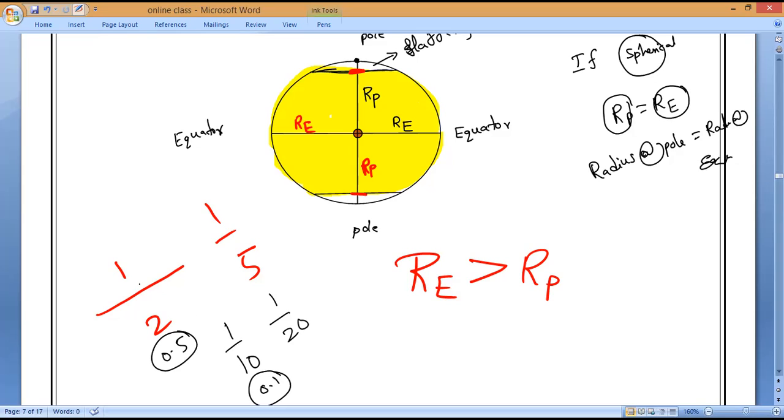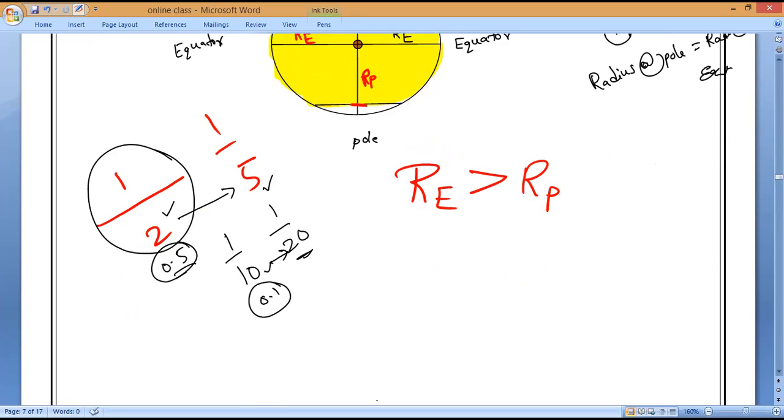Which is the biggest number, I am asking? 1 by 2 is bigger, or 1 by 5, or 1 by 10, or 1 by 20? Which is bigger? 1 by 2, sir. 1 by 2 is bigger. Now, how are you saying 1 by 2 is bigger? You notice it: if the denominator keeps on increasing, then the value is decreasing or increasing, Hari? Decreasing, sir. The value is decreasing.